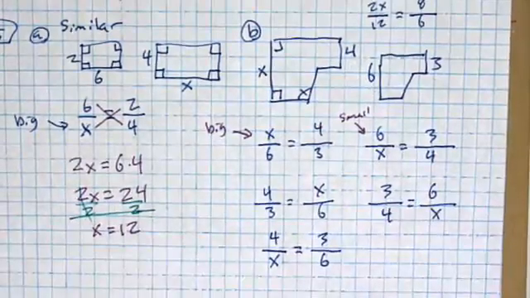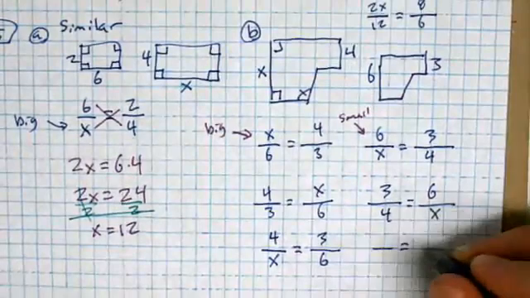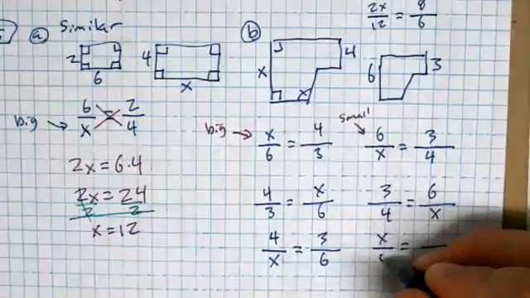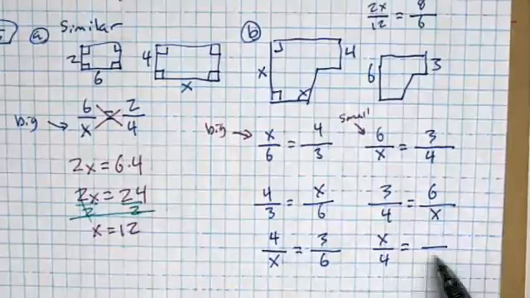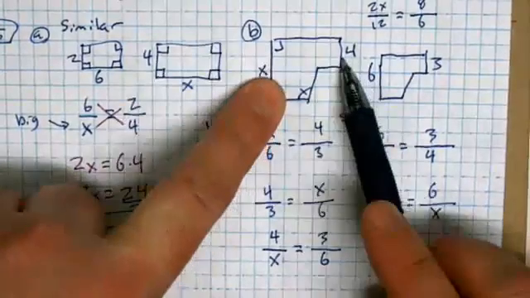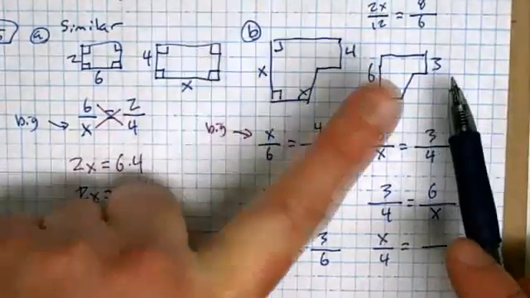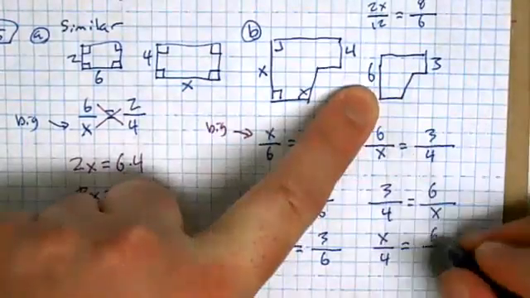Do you believe me that that's going to work? You don't believe me? I'm going to prove that it's going to work in a second. But that would totally work. I could also do x over 4. What would I need over here if I did x over 4? So x over 4 equals 6 over 3. That would work also.